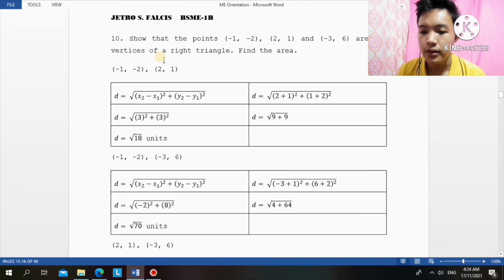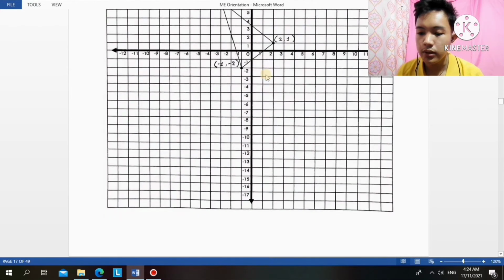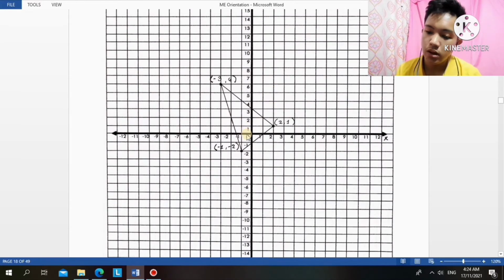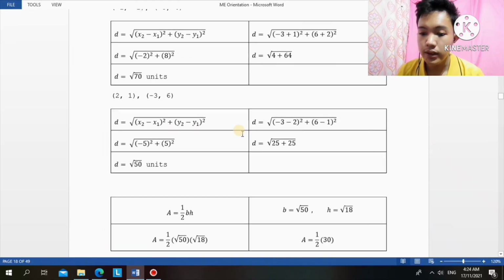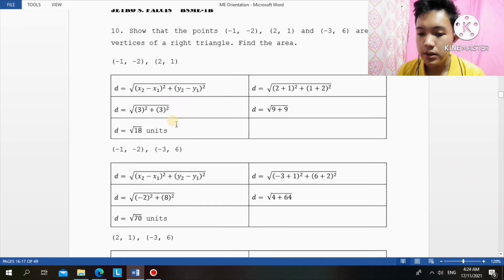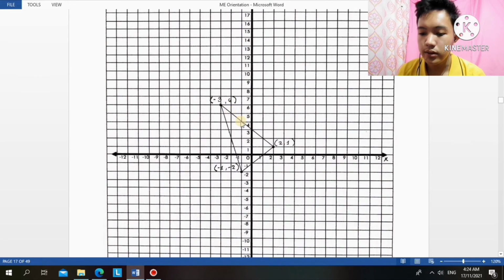So number 10, show that the points -1, -2, 2, 1, and -3, 6 are the vertices of a right triangle. So find the area. So this is our graph of our triangle on graphing paper. So let's solve the area. First, let's solve the distance from the point 2, 1 to the point -1, -2.